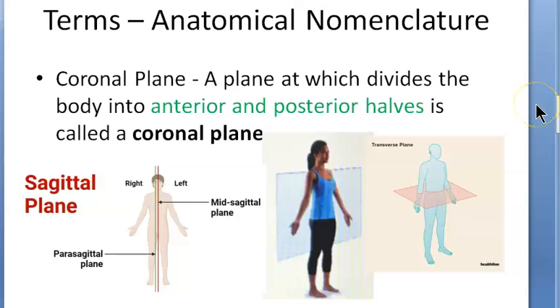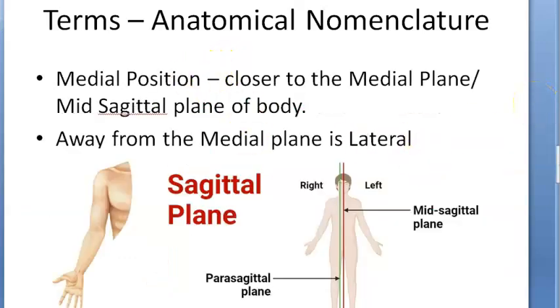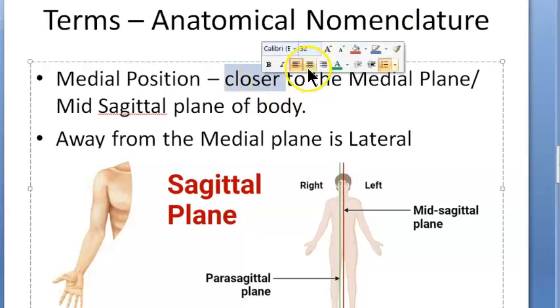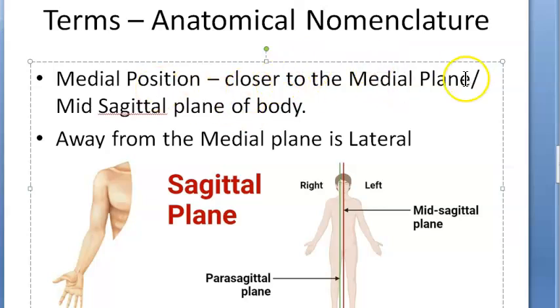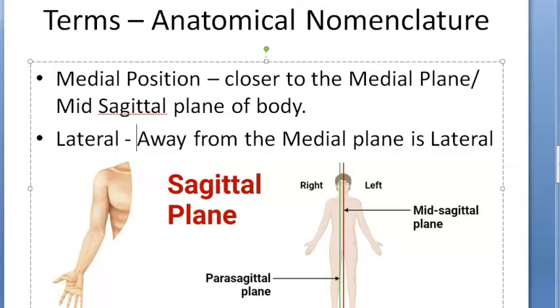So the third terminology, guys, that they have asked: medial position. Medial position means it is near the mid-sagittal plane, or more closer to the mid-sagittal plane. So that word closer should be there, not close, closer. It is closer than something else, to the medial plane or the mid-sagittal plane. Then what is lateral? Lateral is the opposite of medial. It is away from the medial plane.